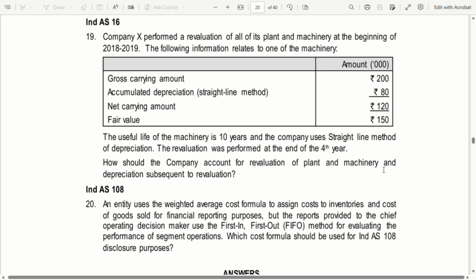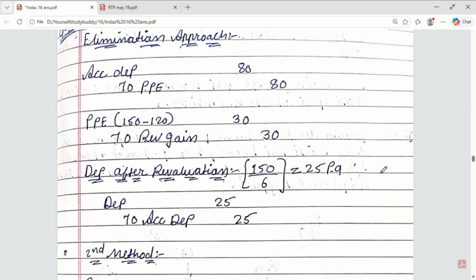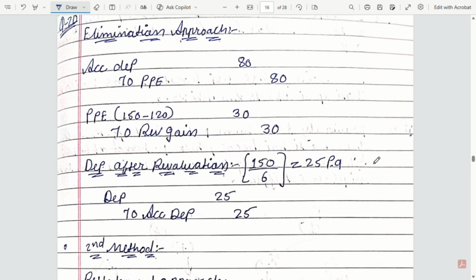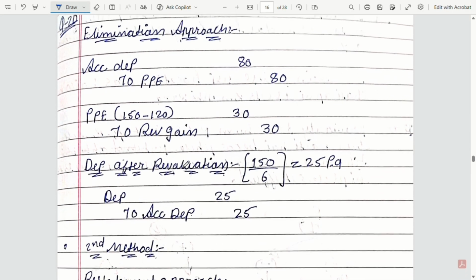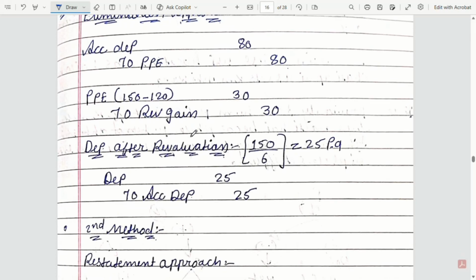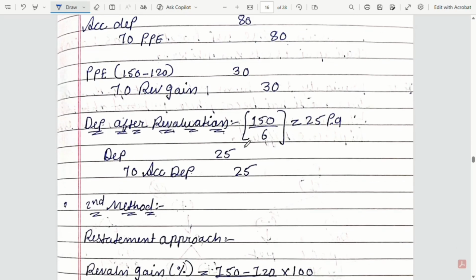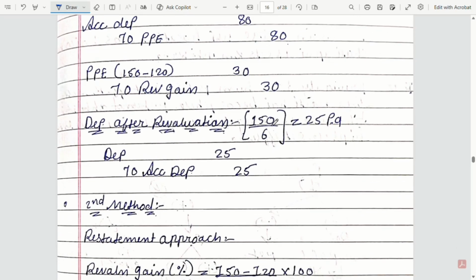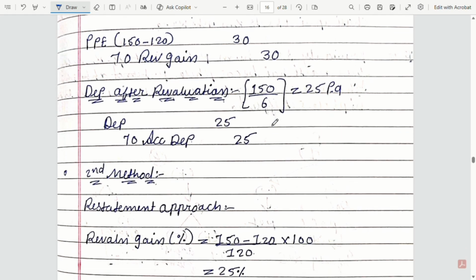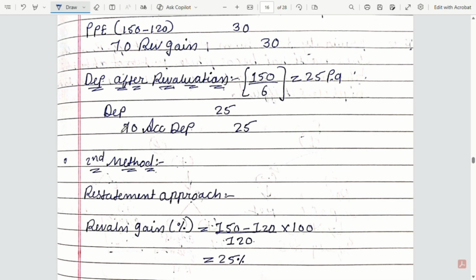It's very simple. पहले हम लोग क्या करते हैं, एलिमिनेशन अप्रोच में एक्यूमुलेटेड डेप्रिसिएशन को हम रिवर्स करेंगे नेट कैरिंग वैल्यू लाने के लिए. फिर उसके बाद जो भी हमारा रिवैल्यूएशन, देखो यहाँ पे क्वेश्चन में ही पता चल रहा है कि 30,000 का रिवैल्यूएशन गेन है, ठीक है। सो उतना करने के बाद हमारा जो पीपीई है वो कौन सी वैल्यू पे आएगा, 150, 1,50,000 पे वो आएगा, ठीक है। तो उस पे फिर हम लोग 6 years डिवाइड करके per annum डिप्रिसिएशन कैलकुलेट करेंगे, and then we will charge depreciation to accumulated depreciation for remaining years.